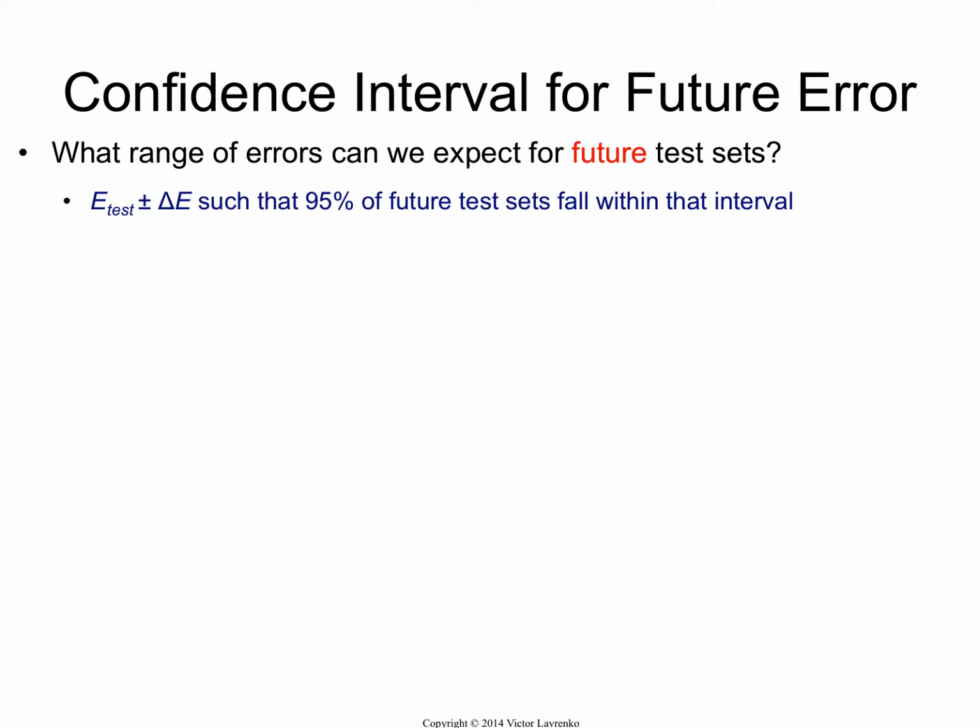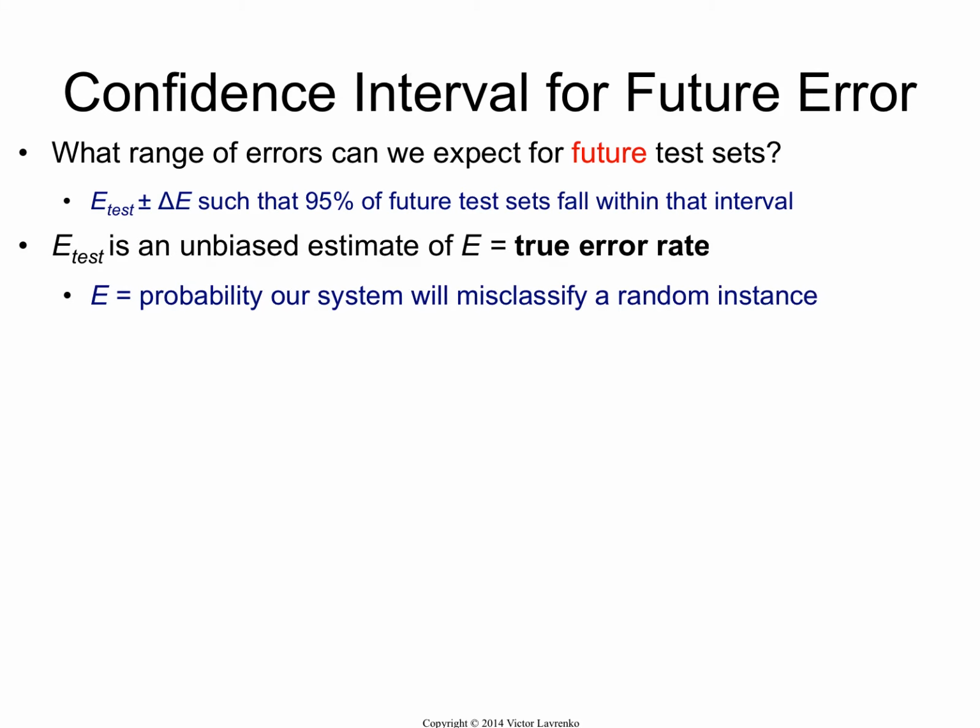So what that would mean is basically, if you think of all possible future sets that could come tomorrow, 95% of them will fall inside the confidence interval, and 5% will fall outside. So that's the best you can do. So how do we compute a confidence interval?